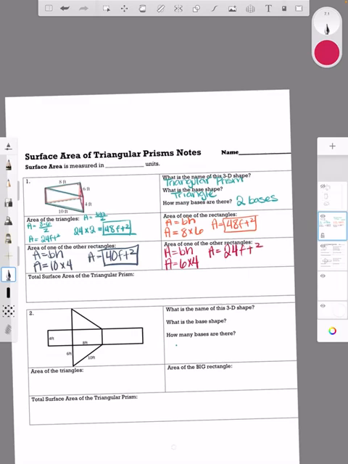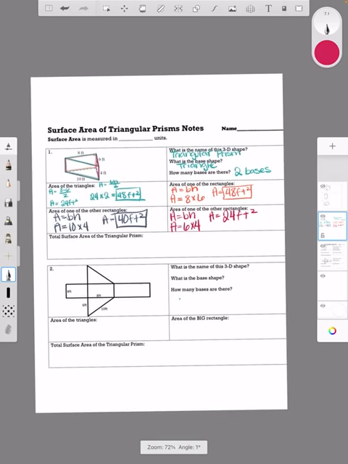All right, so we were able to find the area of all three of our faces and also our two bases. Now the next question is going to ask, what's the total surface area of the triangular prism? So the total surface area means that we're just going to add all of these numbers together and we find our total surface area. So we're going to add our bases, which are triangles, and our three faces.